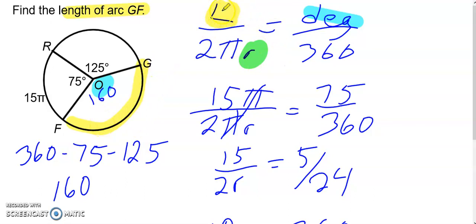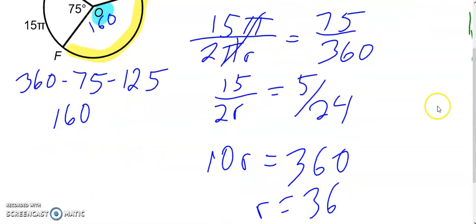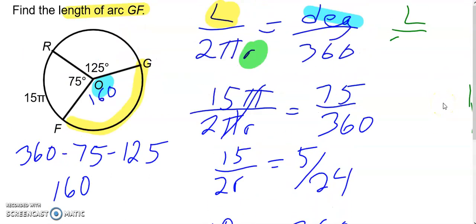So we need to find L now that we know the radius. Oh my goodness, this is a lot of work, but that's okay. We've got this. We want to find L over 2 times pi times r. R is 36. So the radius times 2 is 72 pi. That's going to be 160 over 360.